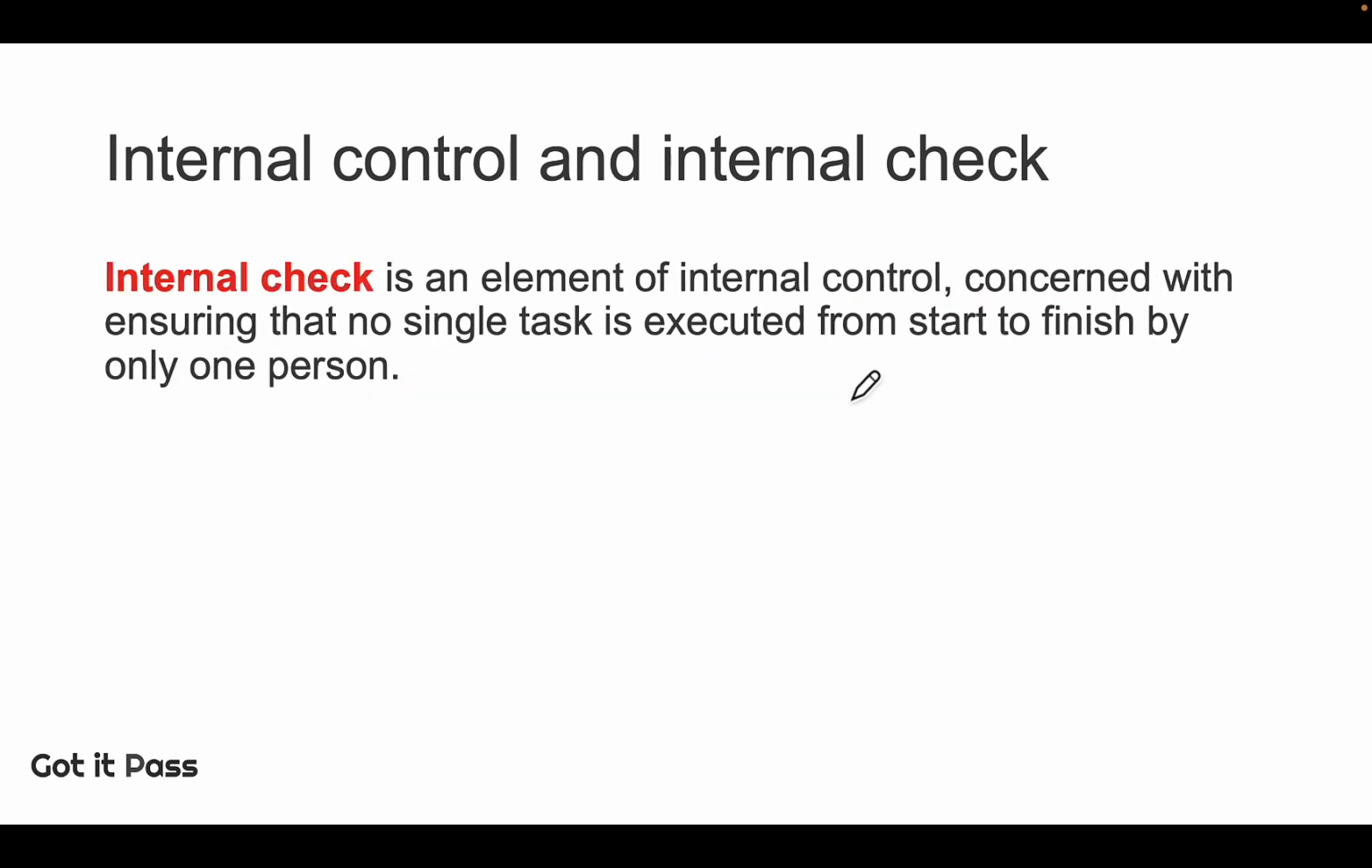And next, internal check. Internal check is different from internal control. It is an element of internal control. In other words, it is a part of internal control, and it is concerned with ensuring that no single task is executed from start to finish by only one person. It is very important because each individual's work is subject to an independent check by another person in the course of that other person's duties.